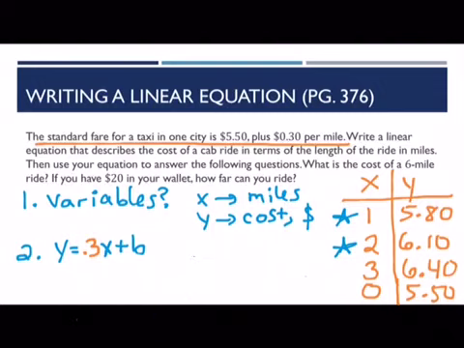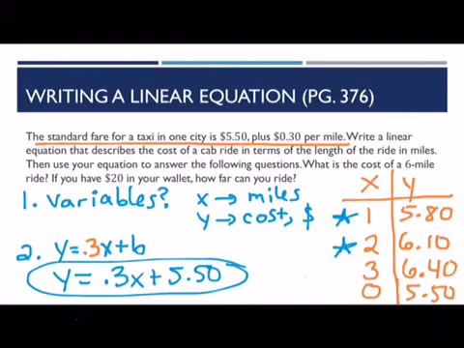Okay, so that's it. So we can finish the equation now. We'd have y equals 0.3x plus 550. Now we can use that equation to answer the questions that follow.